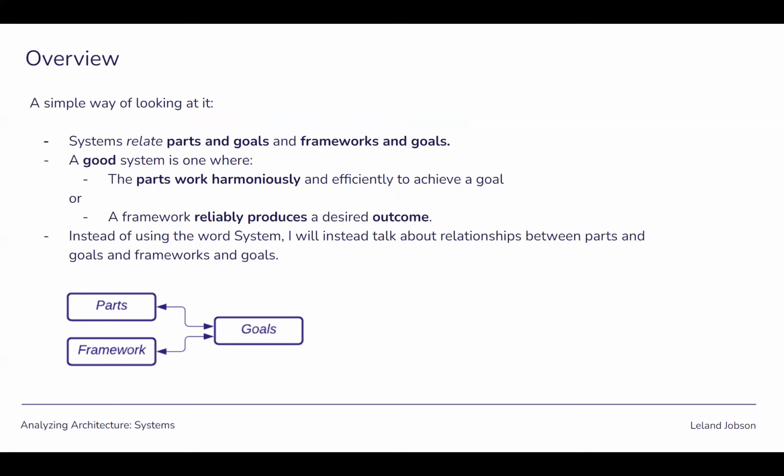Here's a simple way of looking at it, since those two cover a lot of bases. Systems relate parts and goals and frameworks and goals. So I've drawn this little simple flow chart here. How do parts accomplish a goal? Well, they accomplish a goal with the system. How does a framework accomplish a goal? Well, a framework accomplishes a goal with the system. That's one way to think of it. So the system is the edge between these two nodes. A good system is one where the parts work harmoniously, or when a framework reliably produces a desired outcome.